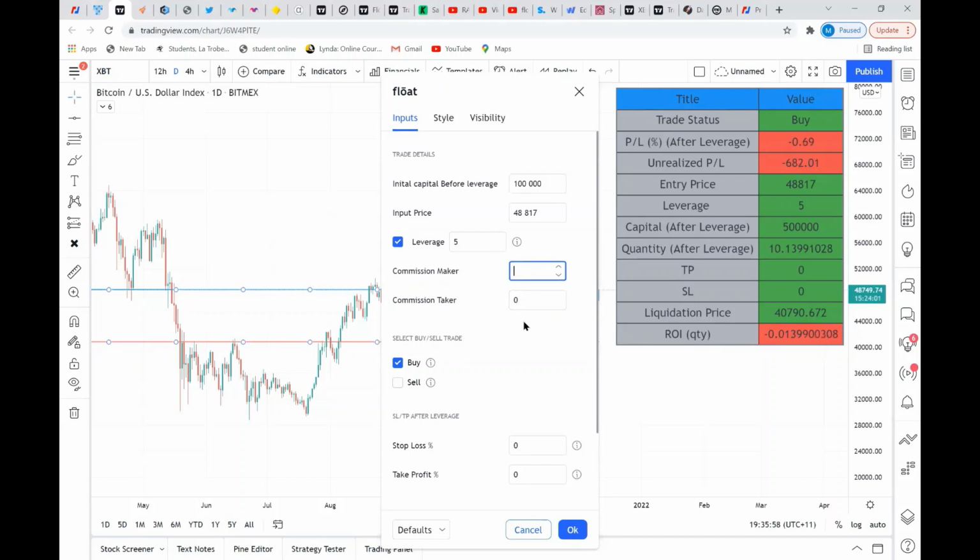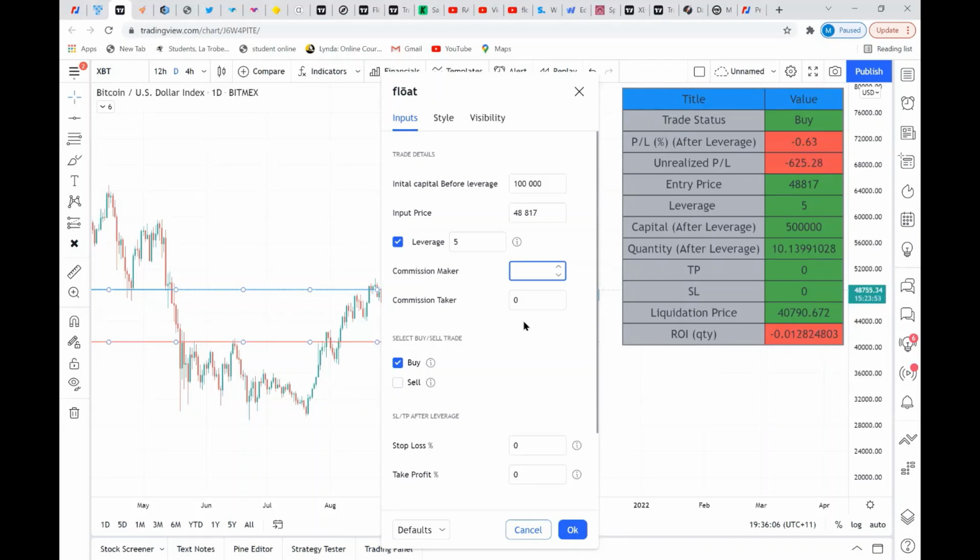Remember, this is not set as an API to your exchange. This is merely an indicator to guide you in your trading and to manage trades. And trust me, it's going to be very, very near to the price without any commission maker or commission taker put into it. So let's move on. So we'll leave that blank for now.